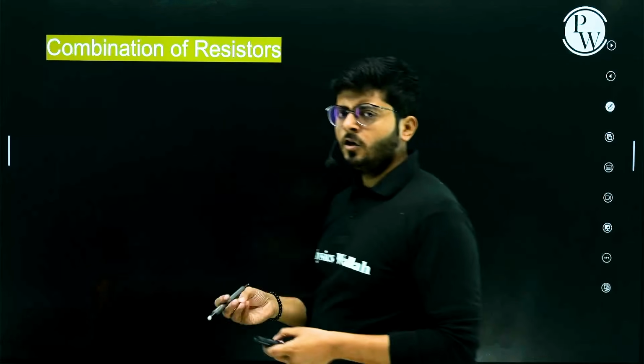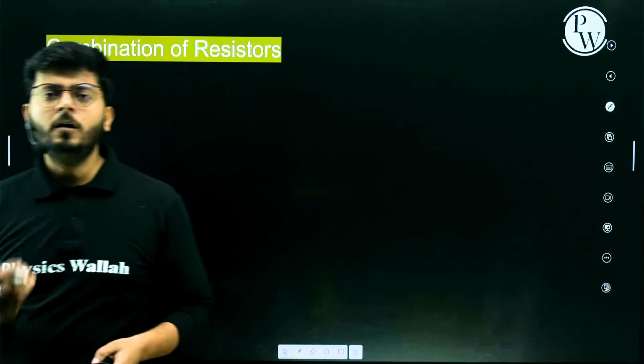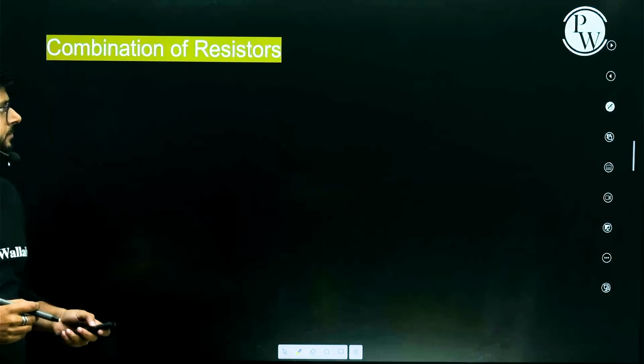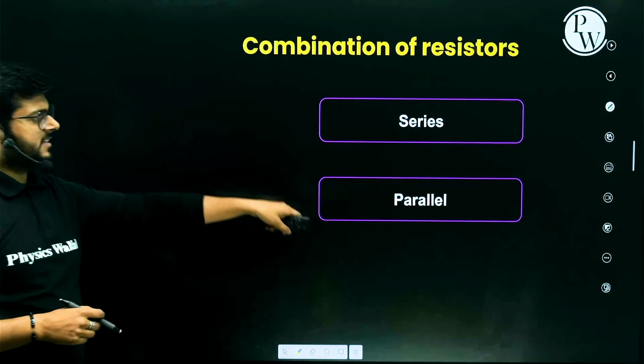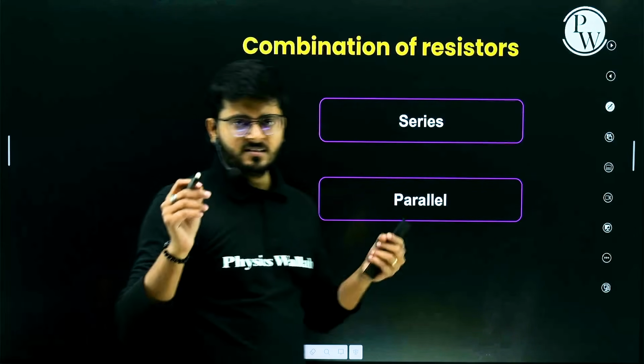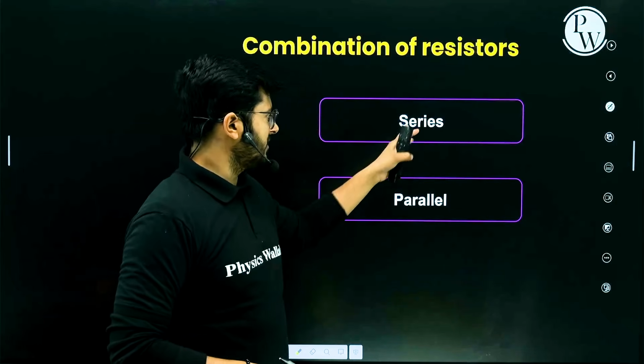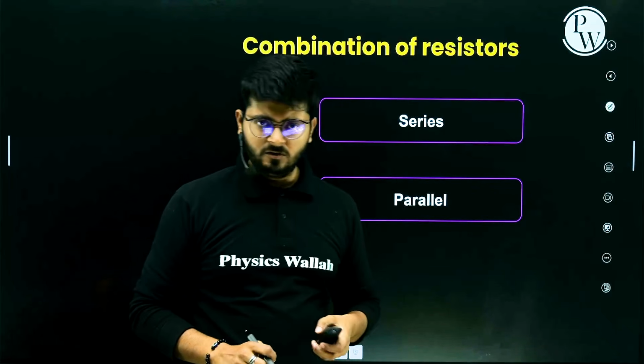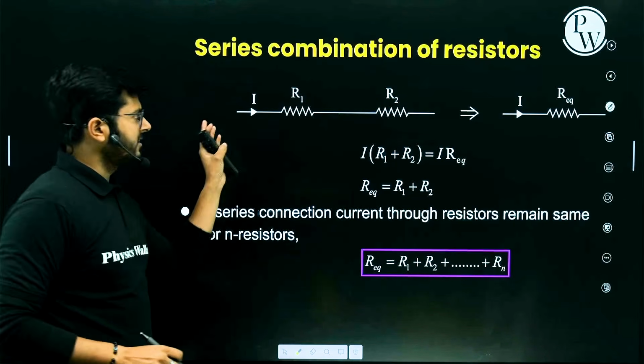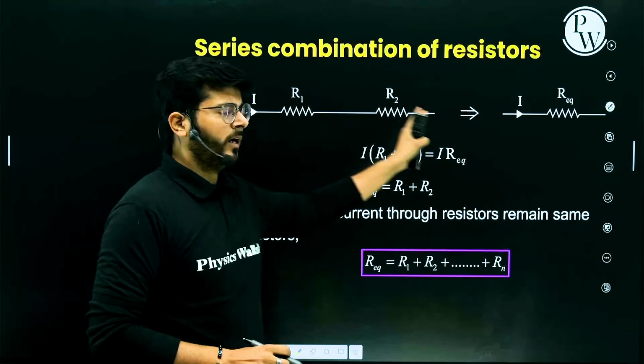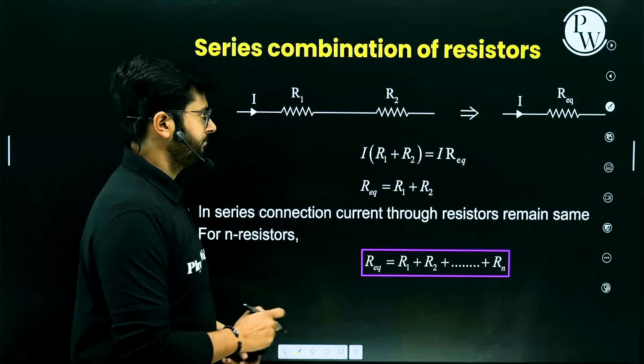Now let us talk about the next part, which is the combination of resistance. What is the combination of resistance? There are two possibilities in which resistances can be joined. The first is series combination, the next one is parallel combination. You know that. In the series combination, the resistances will be joined one after the other.